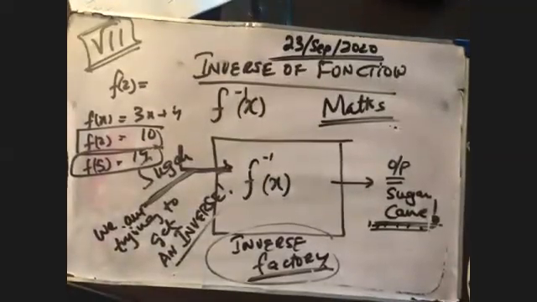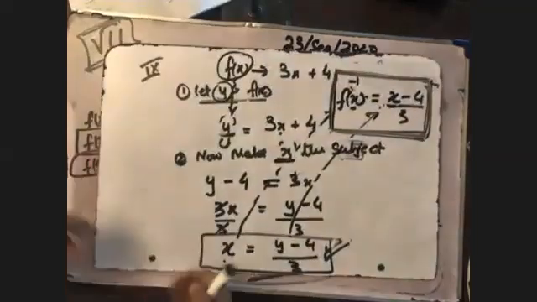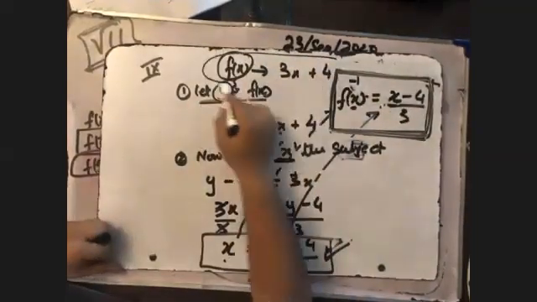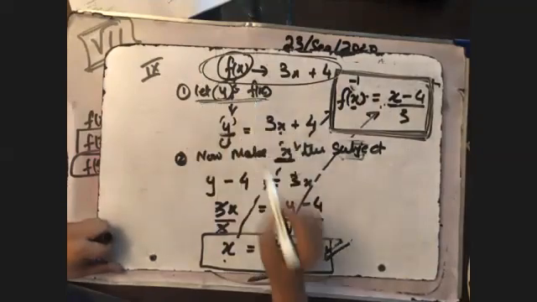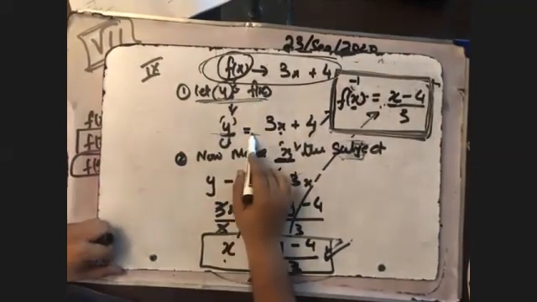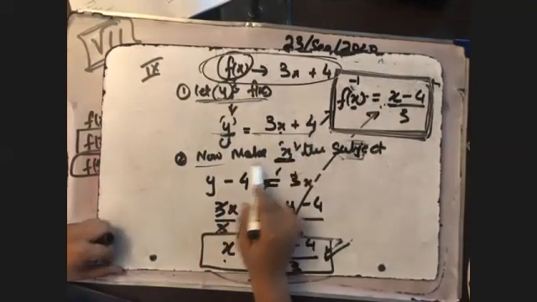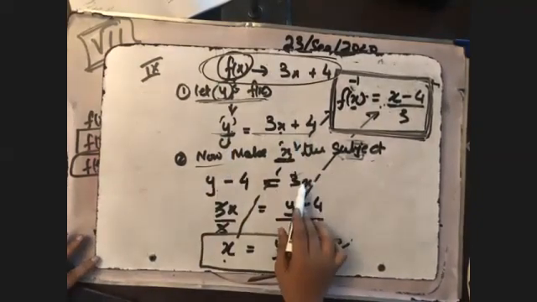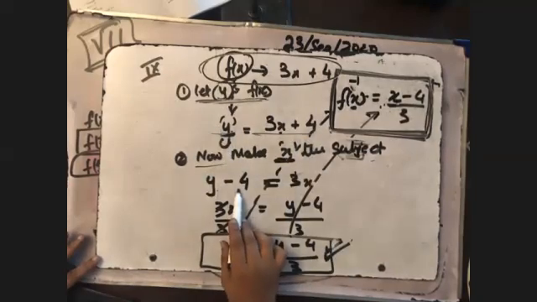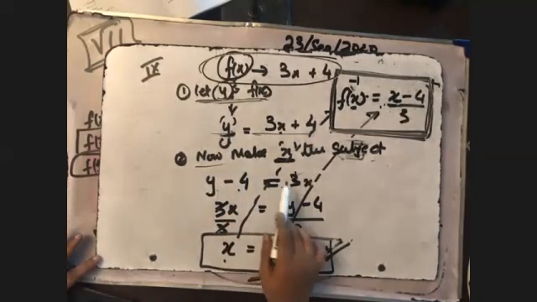This is the important one. First, f(x) was given as 3x plus 4. First step: y is equal to f(x), so y is equal to 3x plus 4. Now make x the subject. Y was the subject, x is here. I send the 4 to this side. It becomes y minus 4 is equal to 3x.